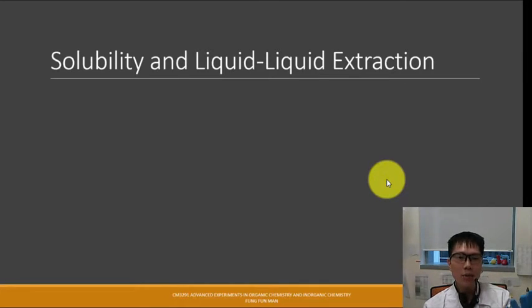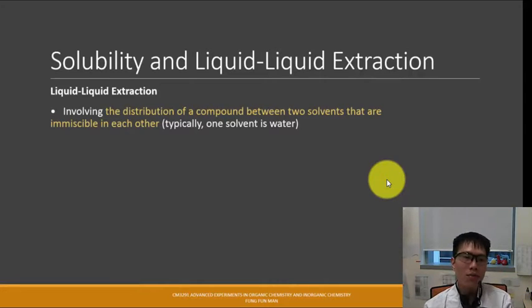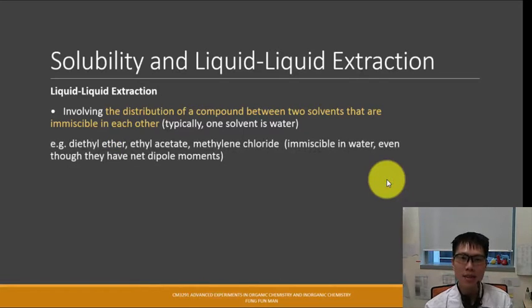For solubility and liquid extraction, just a bit of reminder. Now this involves the distribution of a compound between 2 solvents that are immiscible in each other, and typically we use one of them as water, the aqueous phase. Just like in this experiment, we use water and, recall, DCM? No, ethyl acetate. So some of these organic solvents are listed here: diethyl ether, DE, EA, DCM.